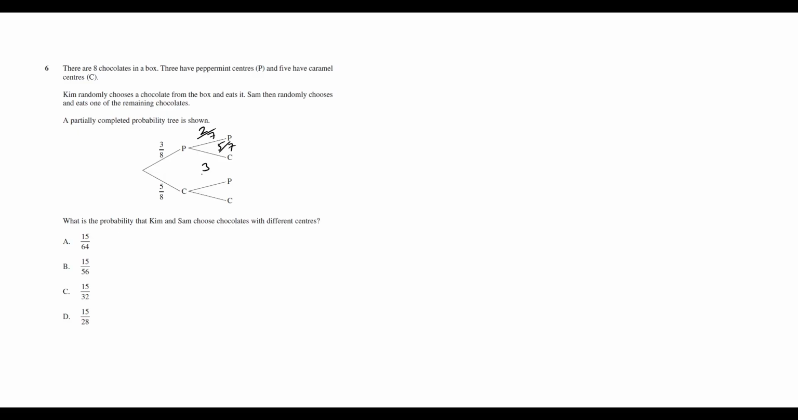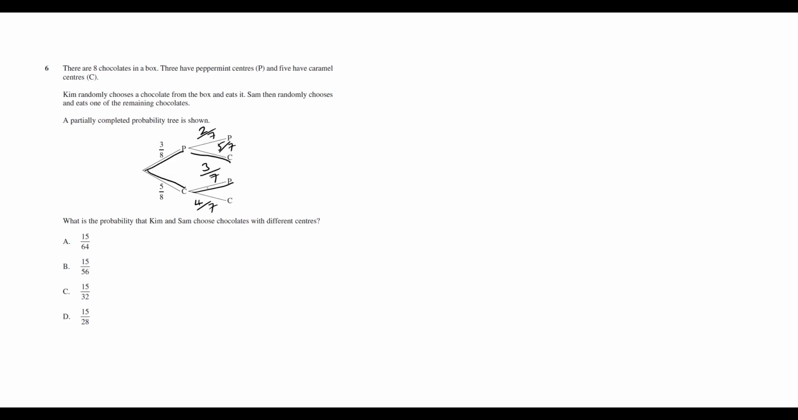Now, if Kim initially eats a caramel, how many peppermint will we have? Well, there'll still be 3, and now it's going to be 3 out of 7. And then if it's caramel and then he also picks a caramel, then we'll have a 4 out of 7 chance of that occurring. So now again, let's reread the question. What is the probability that Kim and Sam choose chocolates with different centers? Quickly looking at our probability tree diagram, that means we're either going peppermint, caramel, or caramel, peppermint.